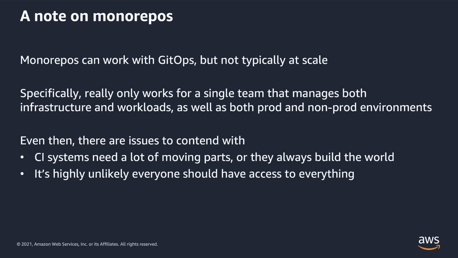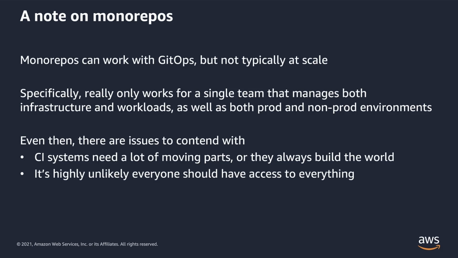So I will say the simplest way to do all this might feel like a monorepo. So I just wanted to call this out. I'm not here to say, don't use vanity tags on your images, don't use monorepos. I'm not that guy, okay? But I will say monorepos can work with GitOps, but not typically at scale. And really it only works if it's a single team that manages both infrastructure and workloads, so your infra, your clusters, your workloads, everything, and both prod and non-prod. Like if that's you, then this can work.